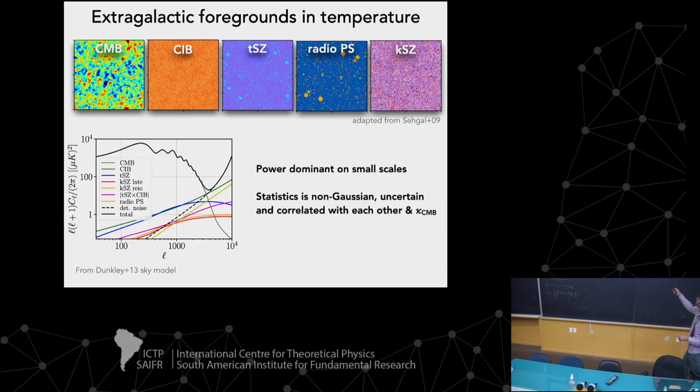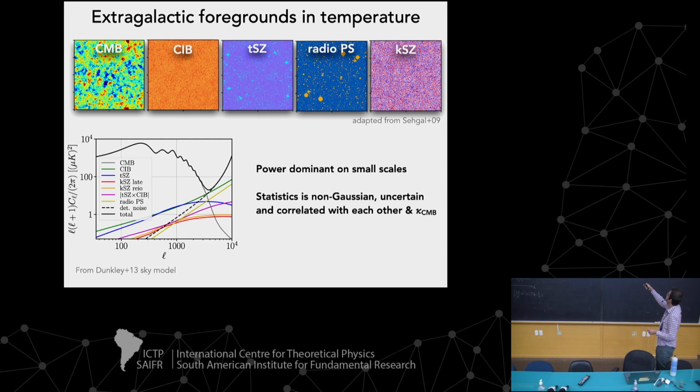But that only works to a certain extent, and it gives you an idea of the challenge if you're trying to measure things like the CMB at such high L: by how much you have to reduce those foregrounds can be a very large factor.